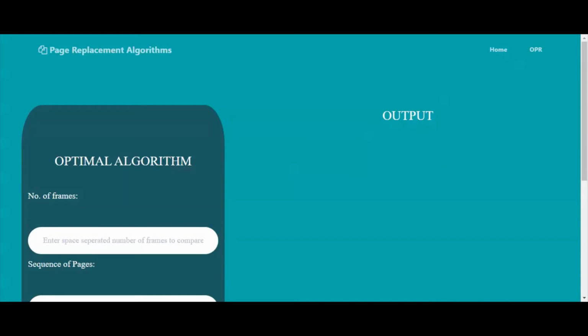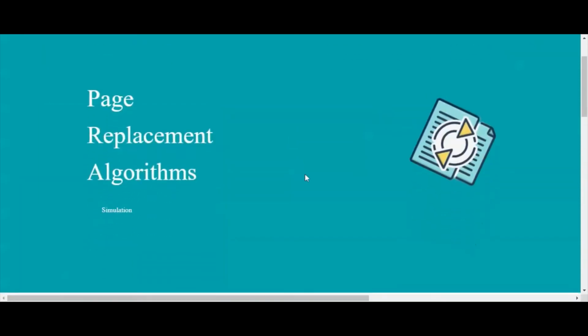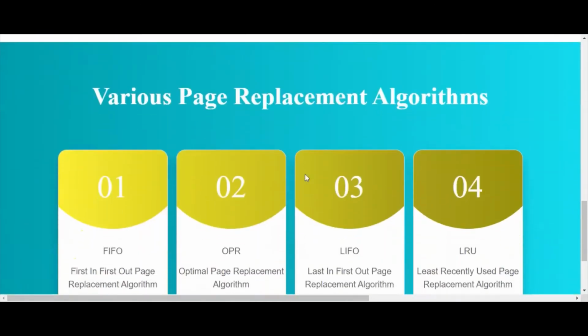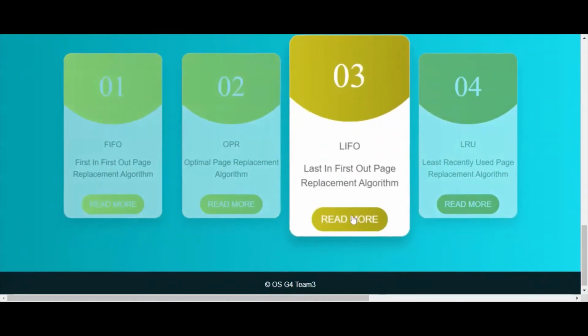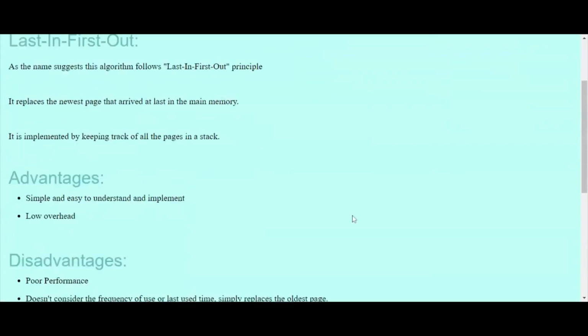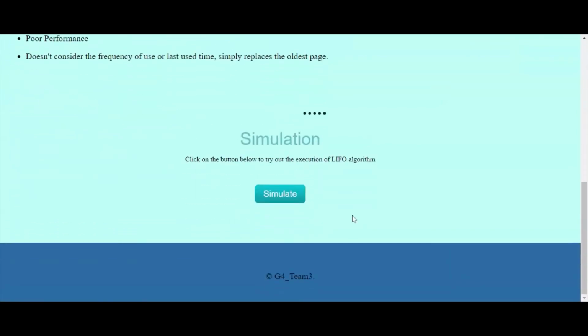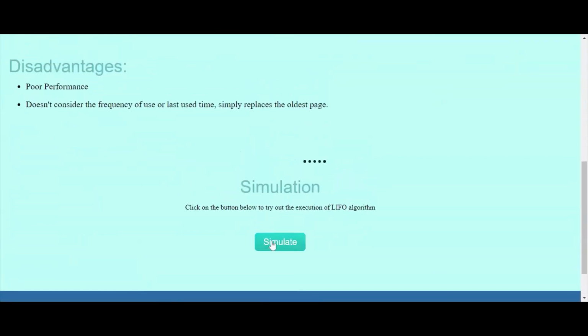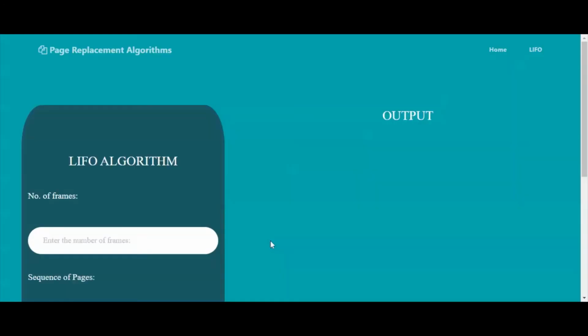Okay, now let's move further with the next replacement algorithm and have fun while simulating it. That is LIFO, last in, first out. As the name suggests, the last one which arrives is the first one that moves out. Let's try to simulate it.